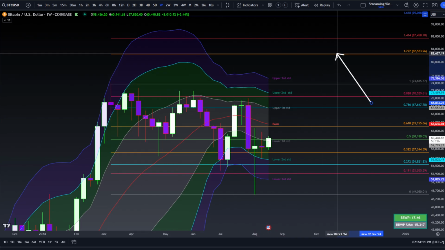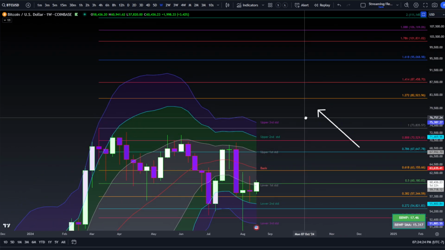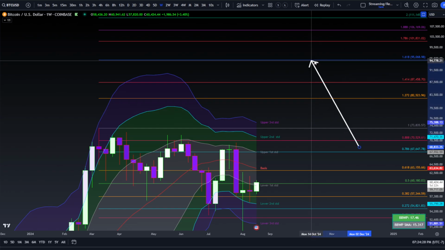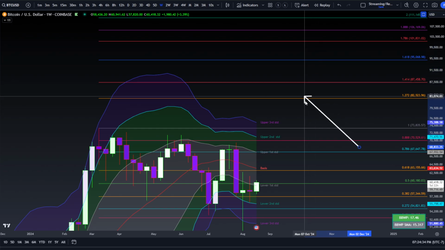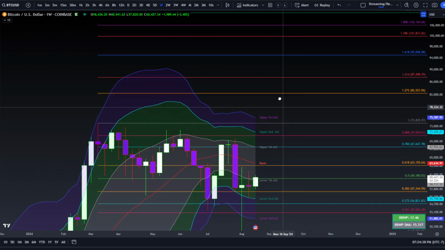You can see mid to low 80s would be the 1.272 here. I'll pull some of those fibs later this week, and then 1.414 would be that upper 80s into $90,000 level. Even locally, you can see that the 1.618 from even the local structure here on the correction for the extensions is coming in at 95. 1.786 is at $100,000. So there's your $100,000 target for all those that like those even numbers up there.